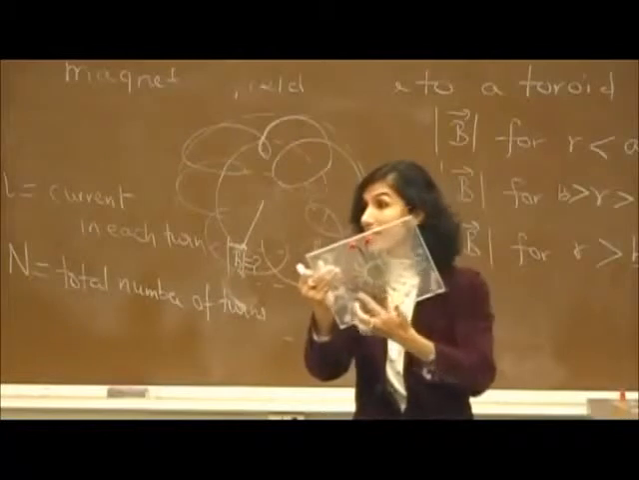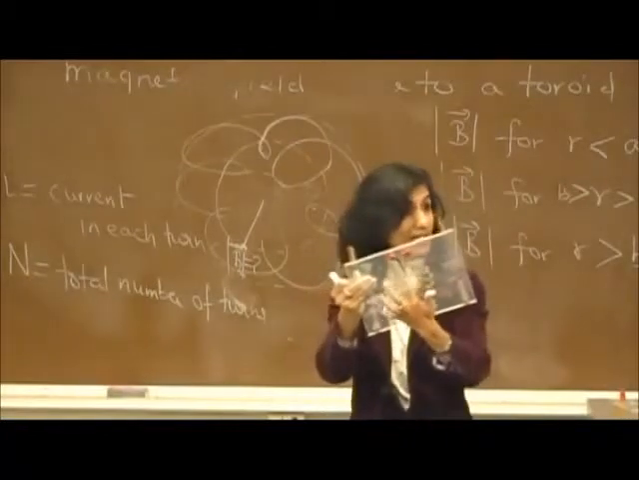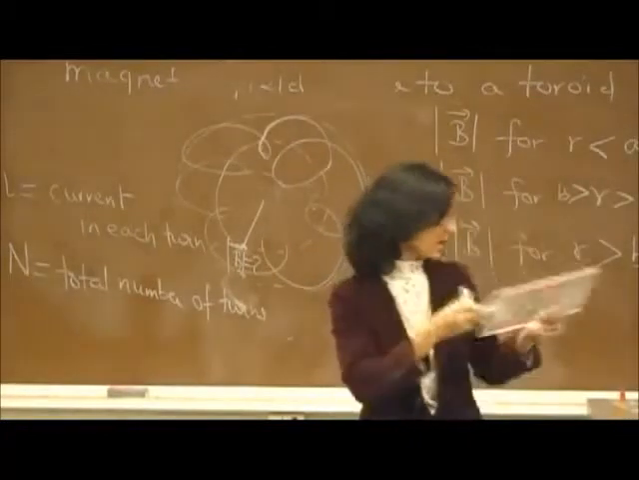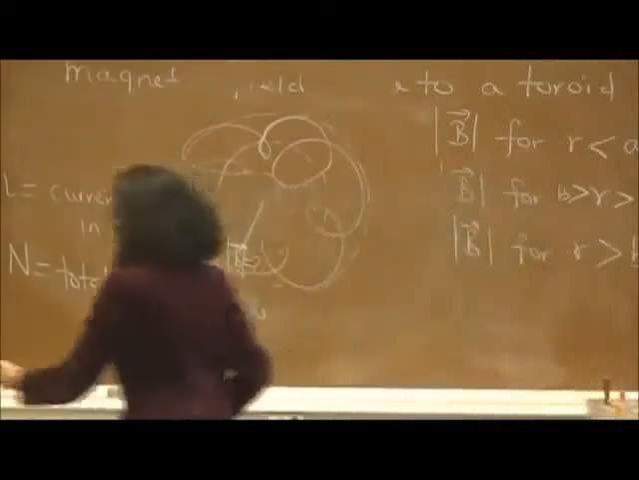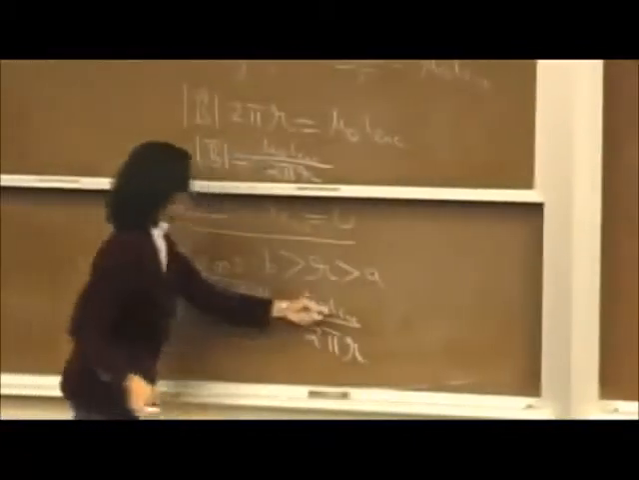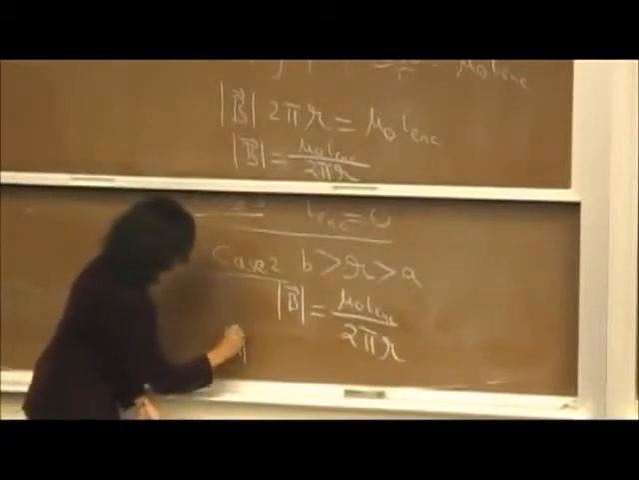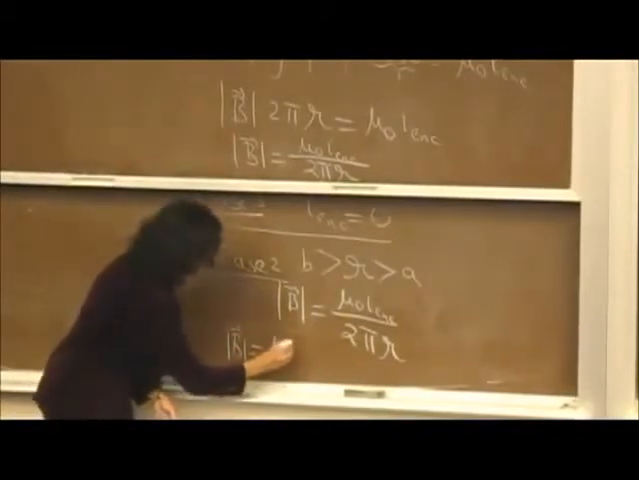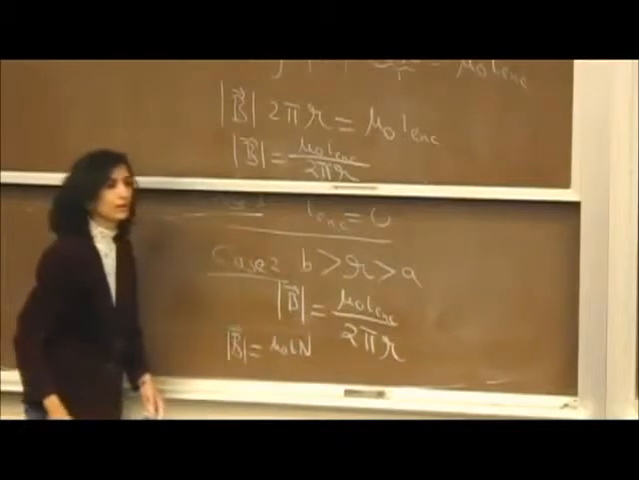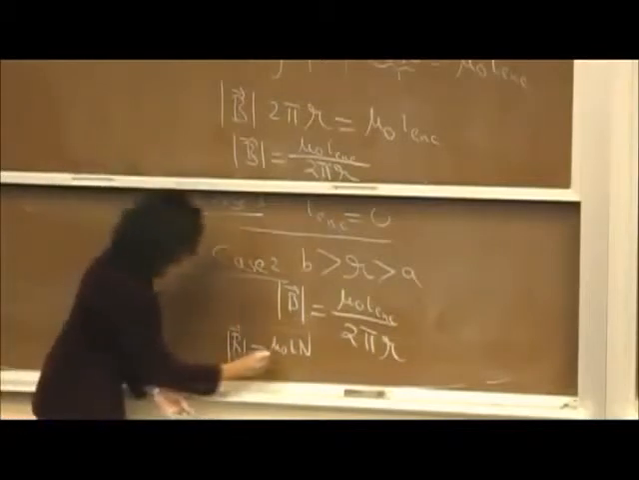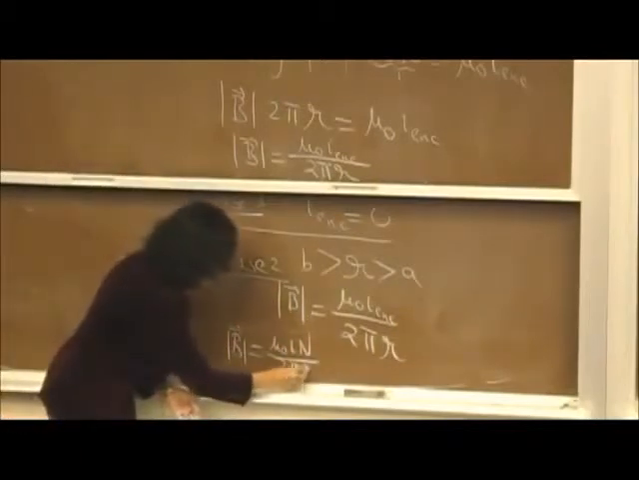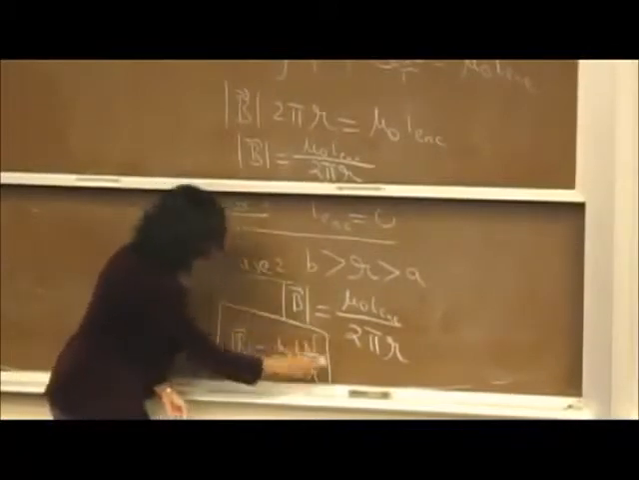So there is a net current enclosed in this case. Is everybody seeing that there is a net current enclosed here? Okay, if there is a net current enclosed, what should it be? Tell me. Should it be just I times n? Right? Shouldn't it? Divided by 2 pi r. And that is the final answer.